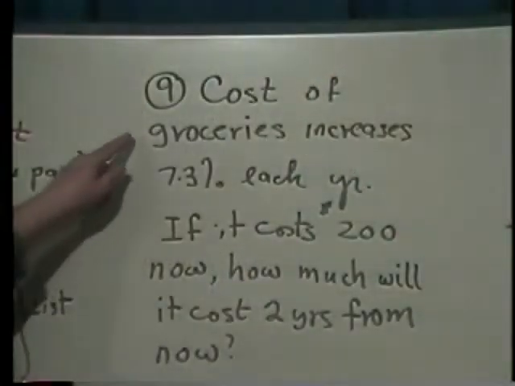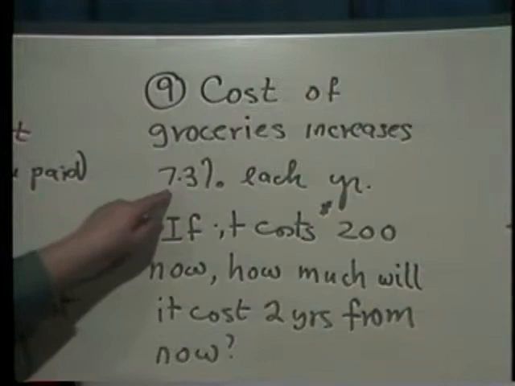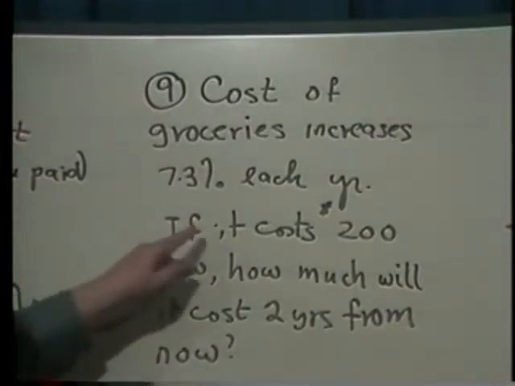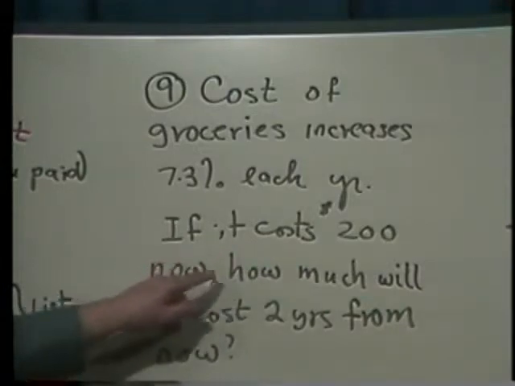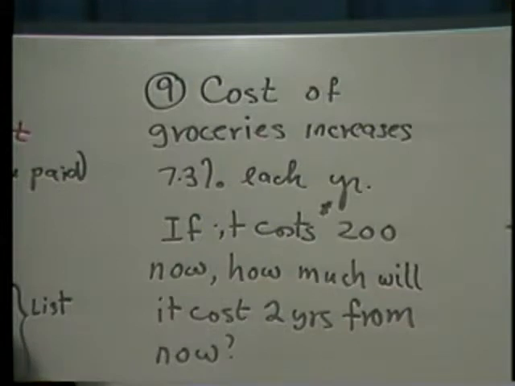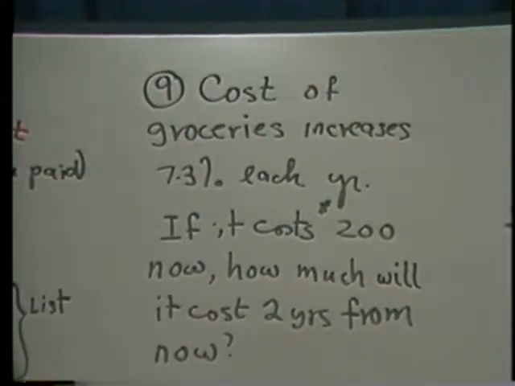See, we're told that the cost of groceries is increasing 7.3% each year. And the question says, at this rate, if the grocery order costs $200 now, how much will the same order cost 2 years from now? Now, here's the trick to this problem. I'm going to do it gradually for you.